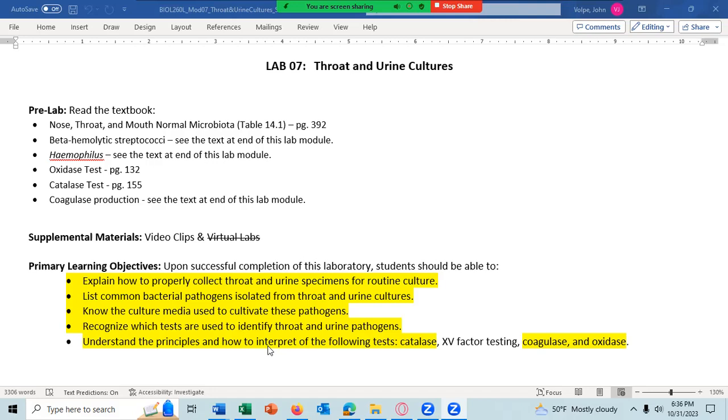oxidase test. We will briefly talk about the XV factor testing, but I'm not going to ask you to understand it or interpret it, other than maybe, and I don't think so. There might be a question about it in the lab, but beyond that, I will not ask any quiz questions. Any question about the learning objectives? Okay. Let's move on.